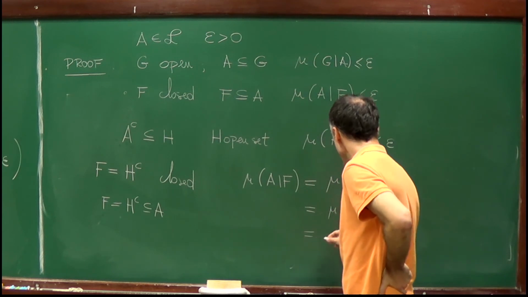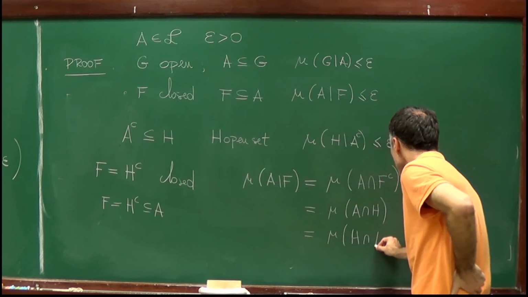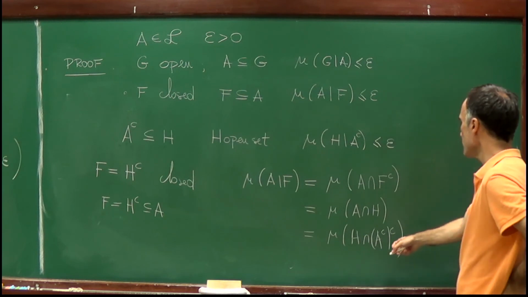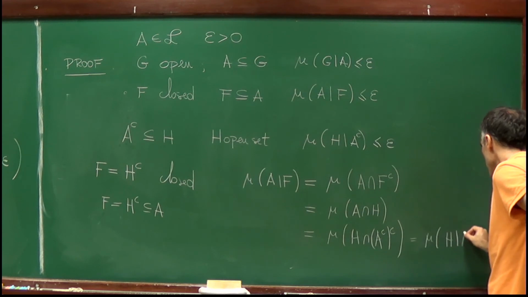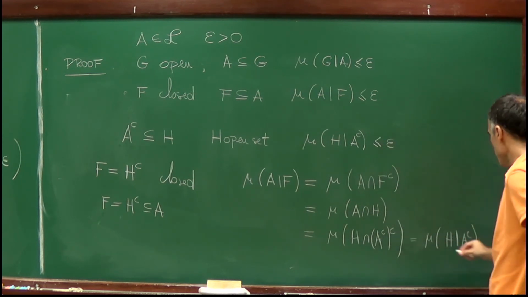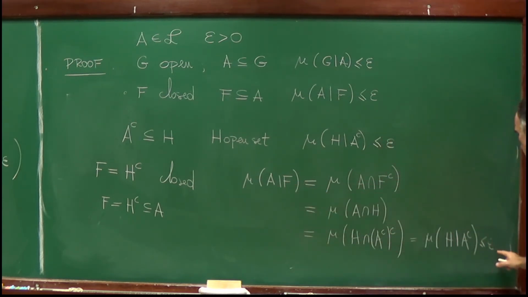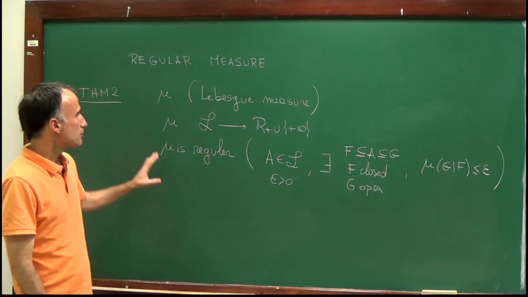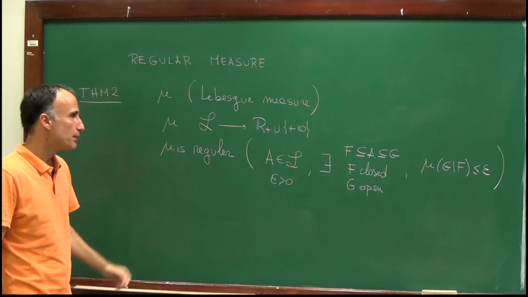And A can be written as A complement complement, and therefore H intersection A can be written as H minus A complement, and this is bounded by epsilon. So this proves that the measure of A minus F is indeed bounded by epsilon, and concludes the proof of the second theorem of this lecture. So here's the theorem we just proved. We have proved that the Lebesgue measure is regular.